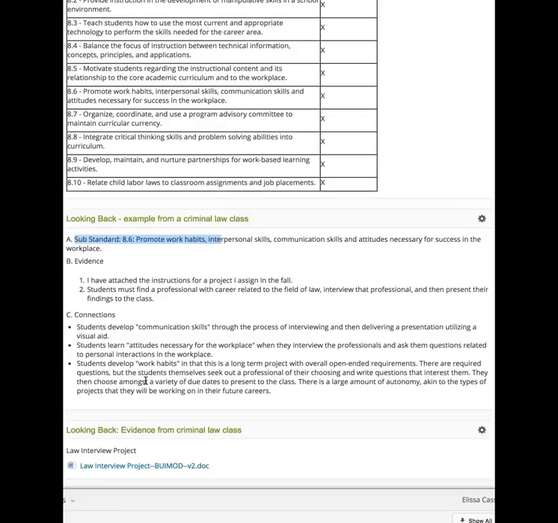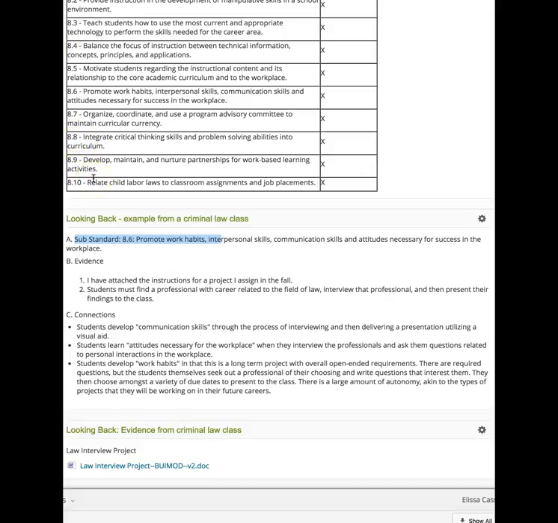Then I attach my evidence. So I talk about it up here, and then I go, okay, here it is, looking back, evidence from criminal law class. You do not have to have these headings. You can upload however you want. So here's my looking back. Here's my evidence. I'm done with looking back. I do not do 10 of these. I do 1 of them.